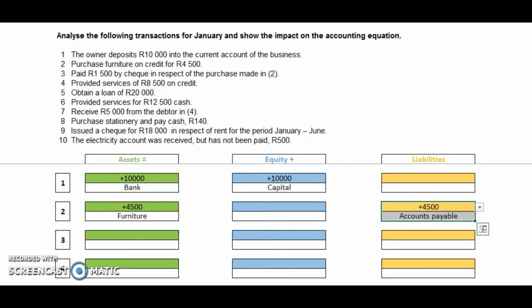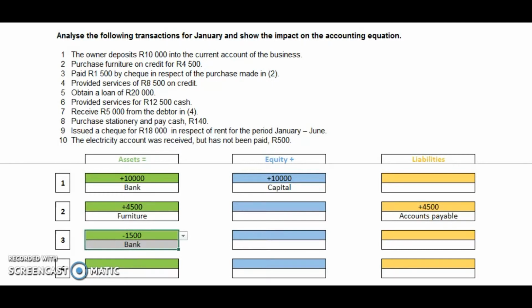Number 3 is a payment of 1,500 Rand in respect of the purchase made in 2. Bank will decrease and thus assets will decrease by 1,500 Rand. The payment is in respect of the credit purchase of 4,500 Rand in Note 2. This is thus not an additional purchase of furniture, but a part payment on the furniture already received and accounted for. The payment should be recorded against the liability raised in Note 2.